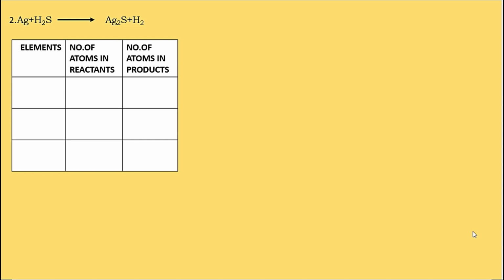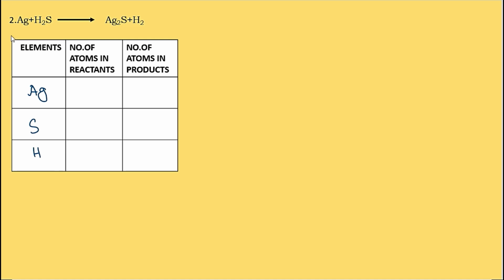The second sum is Ag plus H2S gives Ag2S plus H2. So first of all, we will write down the number of atoms available in the reactants and the products in this table. So what are the elements available? The elements available are Ag, sulfur and hydrogen. So we'll write down the symbols of the elements.